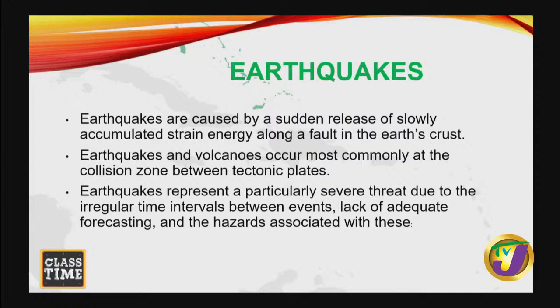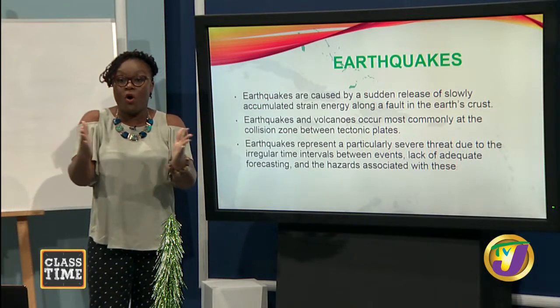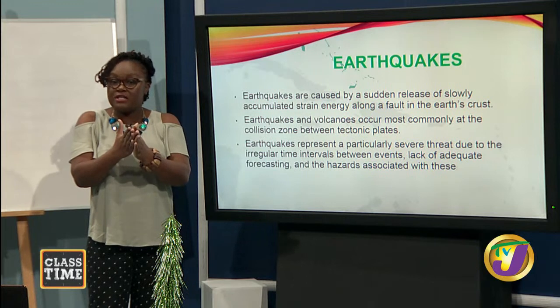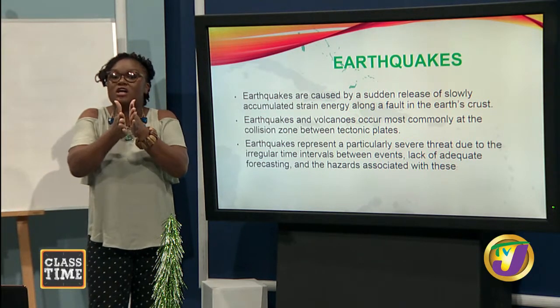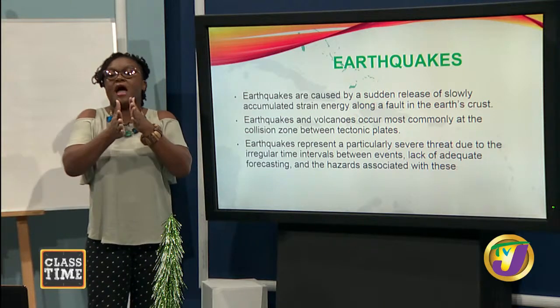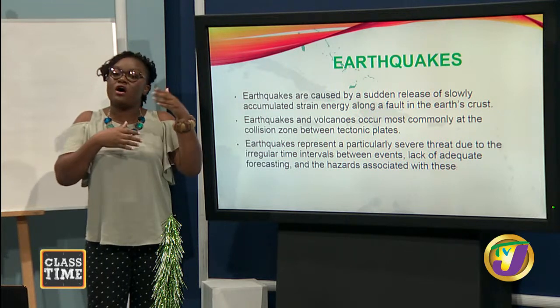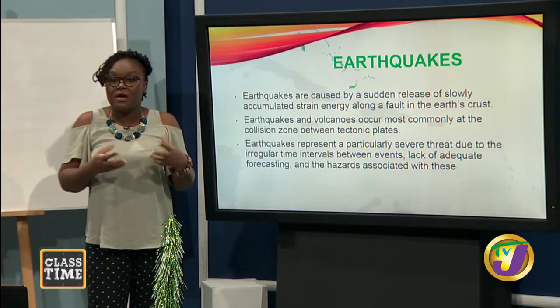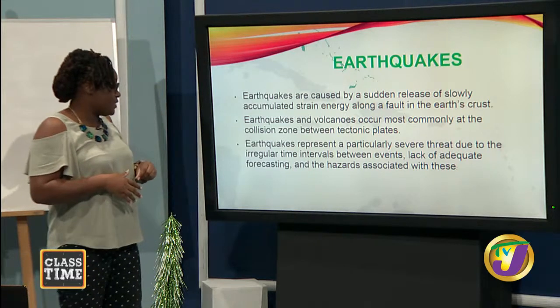So the earthquakes and volcanoes occur most commonly at the collision zone between tectonic plates. And plates can either be convergent, which means that they are moving towards each other, divergent, which means that they're moving away from each other, or transform, they're moving alongside each other. And we find that with the Caribbean situation, we do have more of a convergent and transform situation than we have divergent along the Caribbean area.